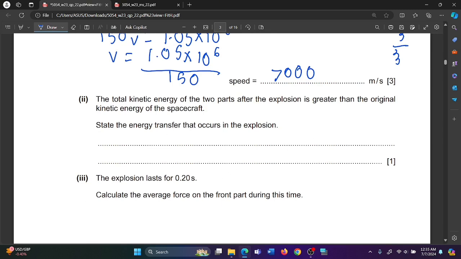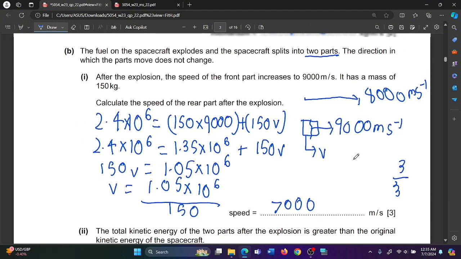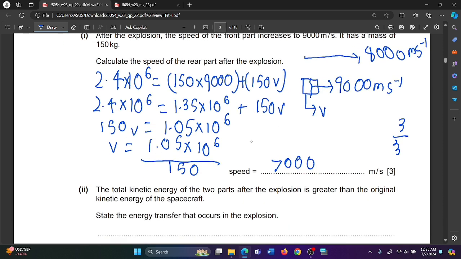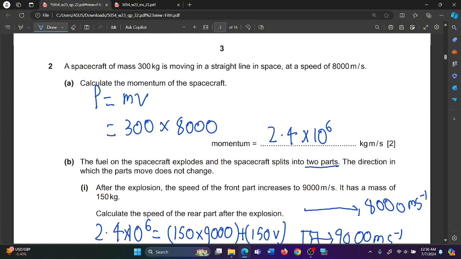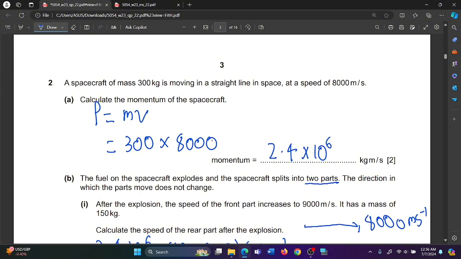The total kinetic energy of the two parts after explosion is greater than the original kinetic energy of the spacecraft. State the energy transfer that occurred in the explosion. Okay. So we know that energy cannot be destroyed, neither produced. Thus, here the total kinetic energy has increased. Thus, previously there was a different form of energy that got converted to the additional kinetic energy. Let's see what kind of energy might be there previously.